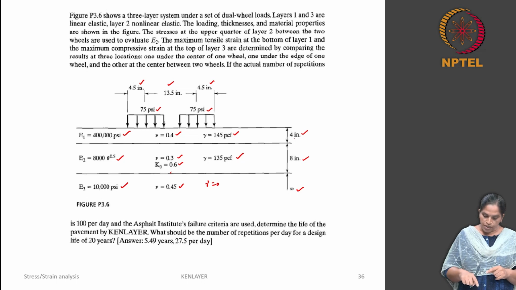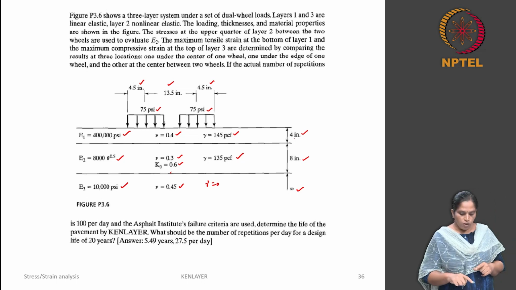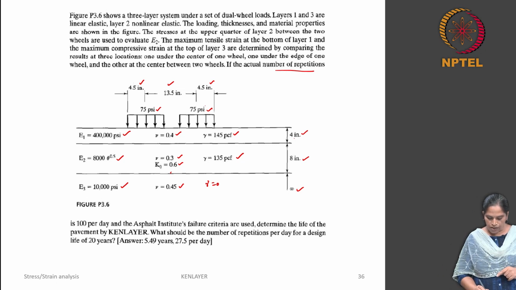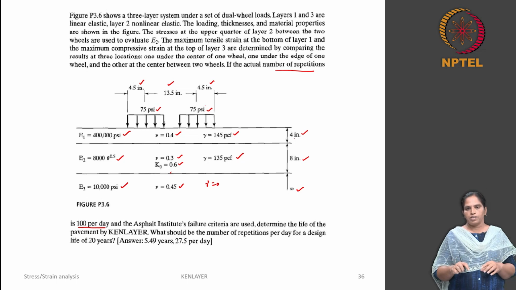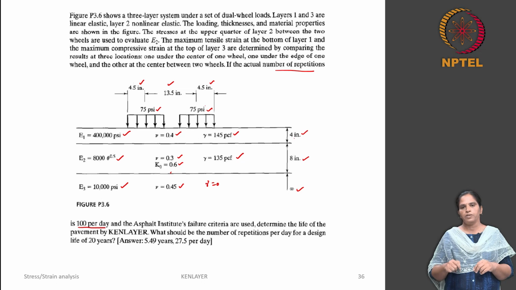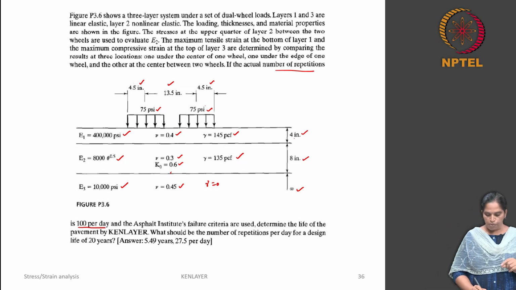If this is the case, the actual number of repetitions of this load applied is given as 100 per day. These values are very minimal, but we use this value for learning how to compute a damage ratio. If you really wanted to compute for the existing conditions, you can find out the number of repetitions of this standard axial load and use the repetitions here.